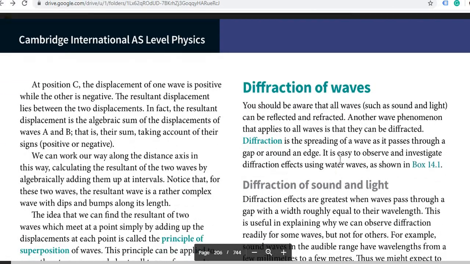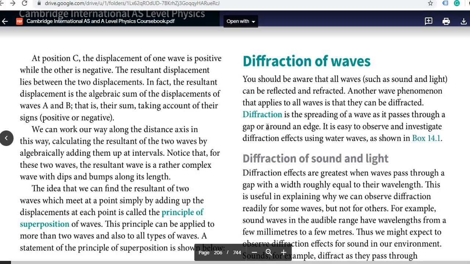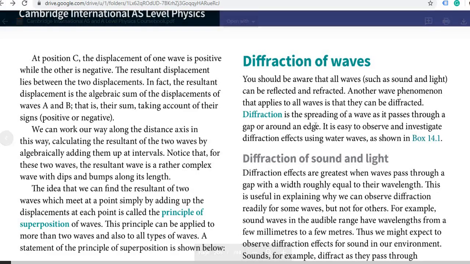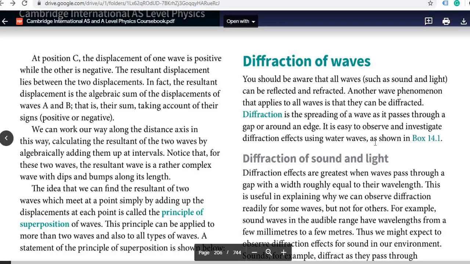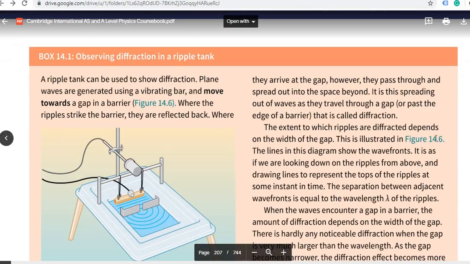Then diffraction. Diffraction is the spreading of a wave as it passes through a gap or around an edge. So it can just be one edge of a gap also. Without it being a gap, it can be even an edge. So around the edge also diffraction can occur. It is easy to observe and investigate diffraction effects using water waves as shown in box 14.1. Okay, then I told you before, all the waves can be reflected, refracted and diffracted.